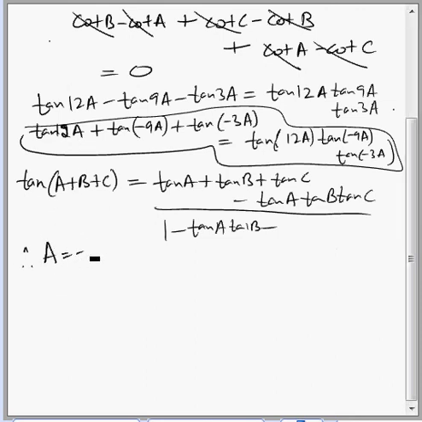Now if you replace A equals minus 12A, note that this A is not the same as this A, so you can change it to A dash if it is a confusion for you. A dash equals minus 12A, B equals minus 9A, A equals 12A, not minus 12A, and C equals minus 3A. The left hand side becomes 0 because the sum of these three angles is 0. And the left hand side becoming 0 means the numerator becomes 0, and the numerator becoming 0 means tan 12A minus tan 9A minus tan 3A equals this, right?